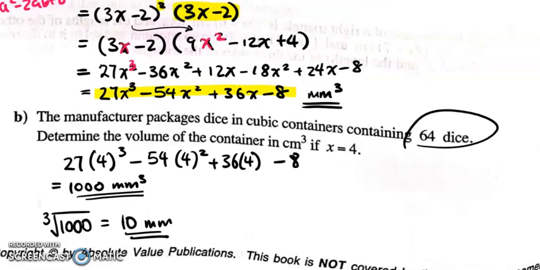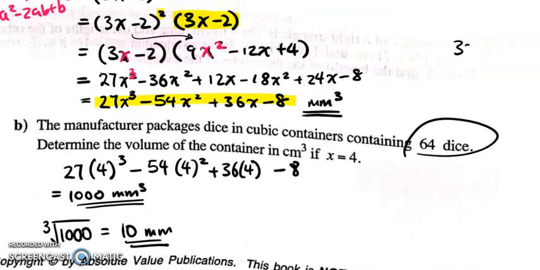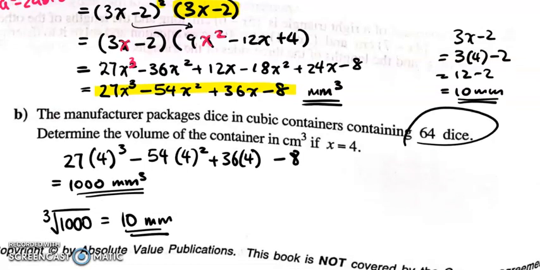Now another way we can find this is, of course, go back to the original 3x minus 2. We substitute in the value 4 for x. Then we have 12 minus 2 is equal to 10. Again, we know the side length is equal to 10. The reason I bring that up is because the question says it's contained in a cubic container. So imagine if my container has 64 single dice, how can it possibly be arranged? Well, it will have to be arranged in such a way that it is the cube root of 64. So I have 4 times 4 times 4. So each side has 4 dice.